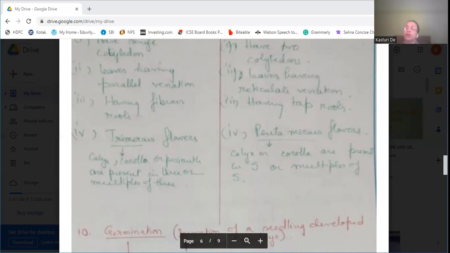And in case of dicot seeds, their flowers are pentamerous. That is, calyx and corolla will be in 5 or multiples of 5. Like the petals will be 5 petals, the sepals will be 5 sepals, or multiples of 5. And in trimerous, the calyx, the sepals, will be 3 in number, or 6, or 9, like that, multiples of 3.